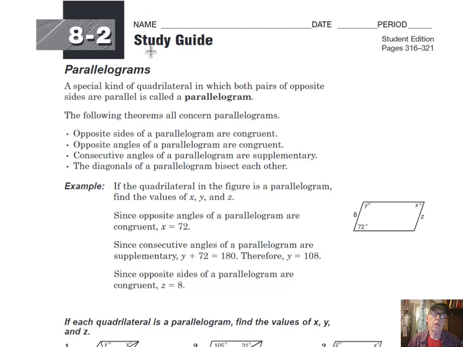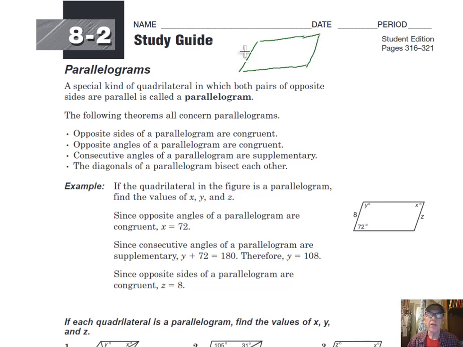Okay, in this video, this is 8.2 study guide, but this really goes with our 7.2 section with revealed geometry, and we're going to talk about parallelograms. So a parallelogram is a special kind of quadrilateral. Quadrilateral has 4 sides. Let me sketch a parallelogram here.